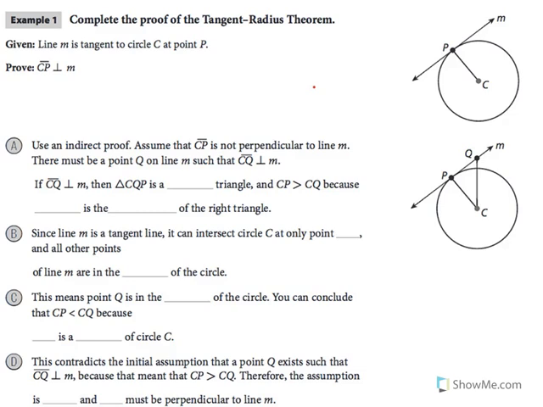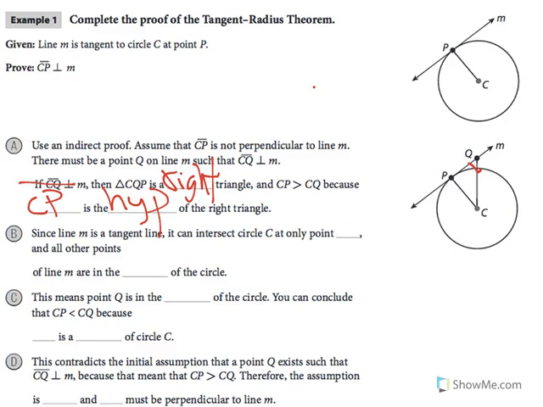If CQ is perpendicular to line M, then triangle CPQ is a right triangle, and the length CP is greater than the length CQ because, if this is a right angle, then the segment CP is the hypotenuse of the right triangle, and line M is the tangent line.